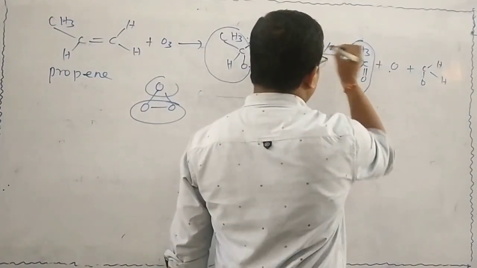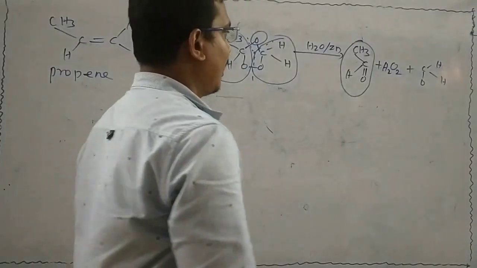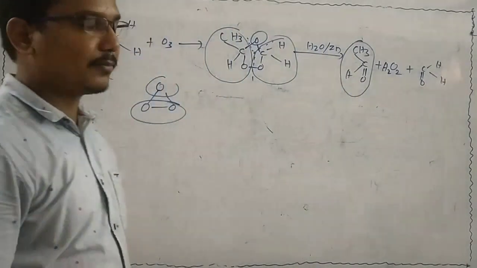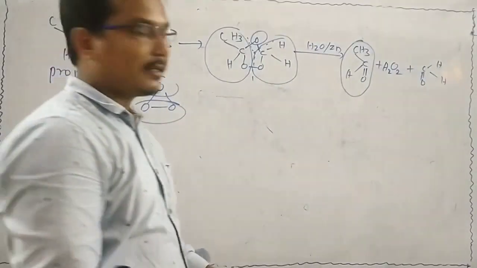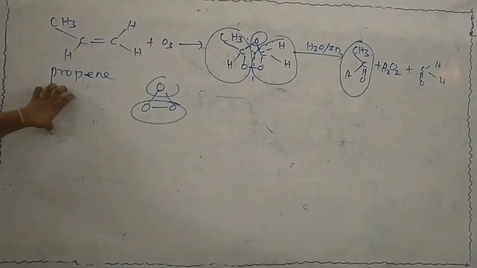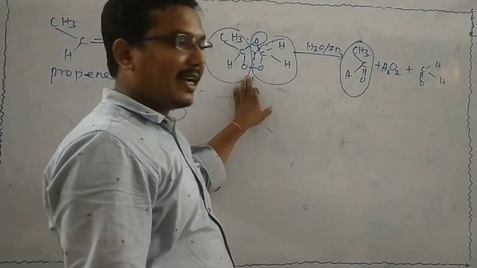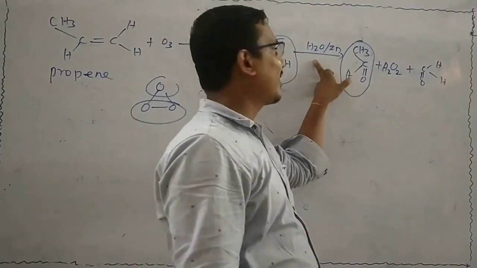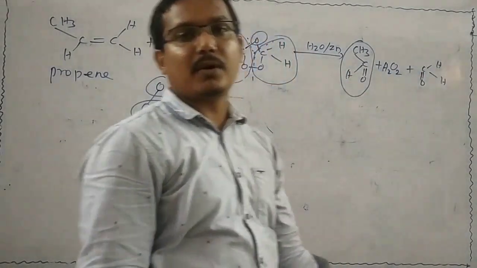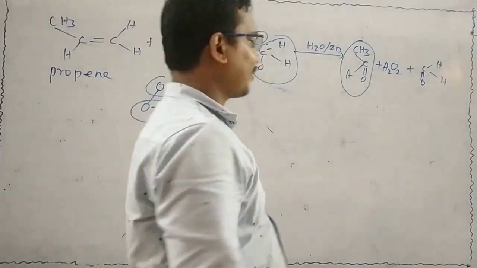Then it is reacted with H2O. This is your H2O2, hydrogen peroxide. And another, make a double bond here, that is your formaldehyde. Then what will be the statement? When propene, a non-symmetrical alkene, is subjected to ozonolysis, then the corresponding ozonide is formed, which on reaction with water in the presence of zinc gives acetaldehyde and formaldehyde, with the byproduct H2O2 also.